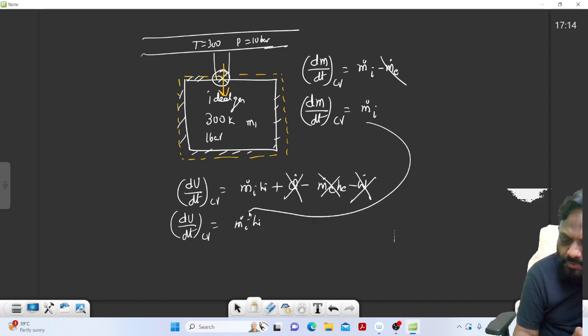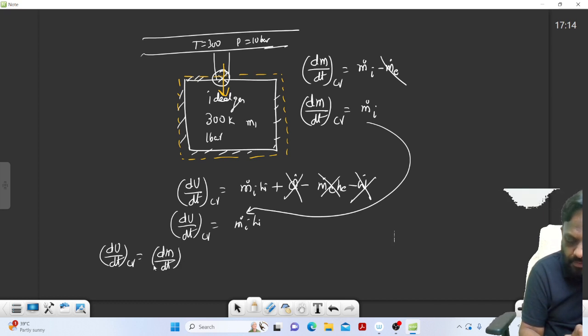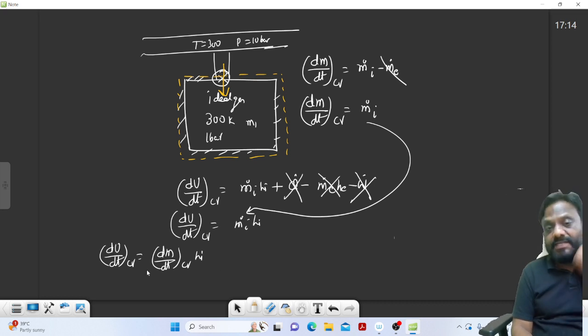Let me substitute m dot i value here. So du by dt in the control volume is m dot i. What is m dot i? dm by dt in the control volume into hi. Excellent. Now you integrate this with respect to time.